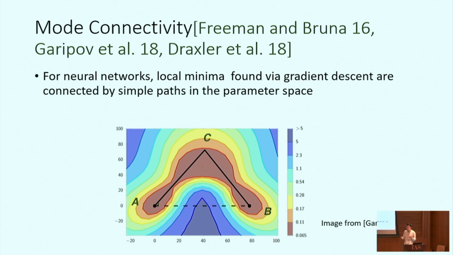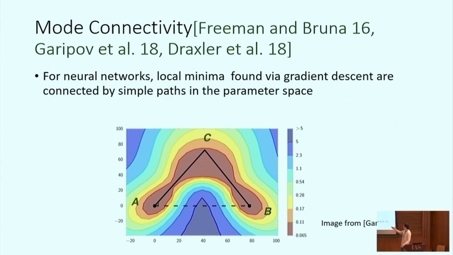Because usually we think of a local minimum as a well, and it's surrounded by other things that have very high loss. But it turns out empirically people were able to find these paths. In this case, the path from A to C, and then from C to B. And if you follow this path, you actually stay in the region where the loss is very low.